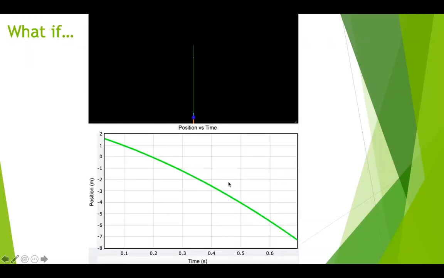But I did make another model with the initial velocity negative 8 meters per second, which would be if the object was thrown down. We can see that this is an almost straight line, and therefore it did at the end reach terminal velocity.